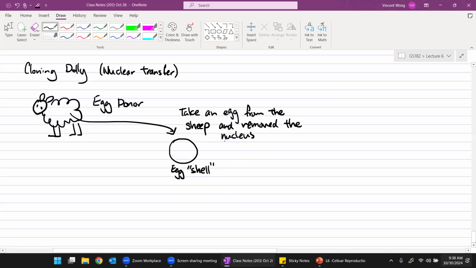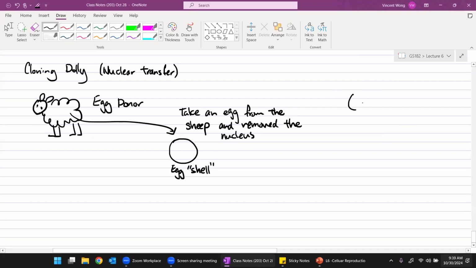Normally, an egg would contain half the genetic material from the mother, right? Where's the other half coming from? The dad, right? The sperm. So normally an egg would have half the genetic material. The sperm fertilizes the egg. Half plus half gives you back the whole thing. So here they remove the nucleus, so it's just a shell. There is no genetic material in it anymore. Okay, that's sheep number one.